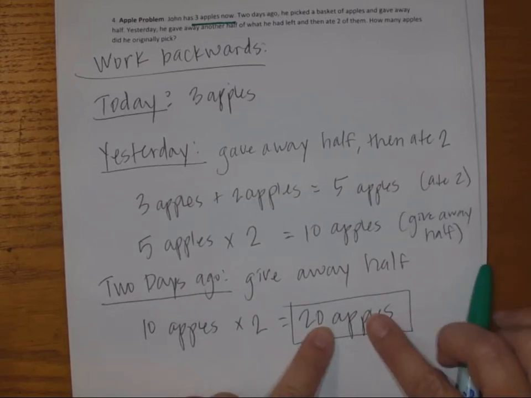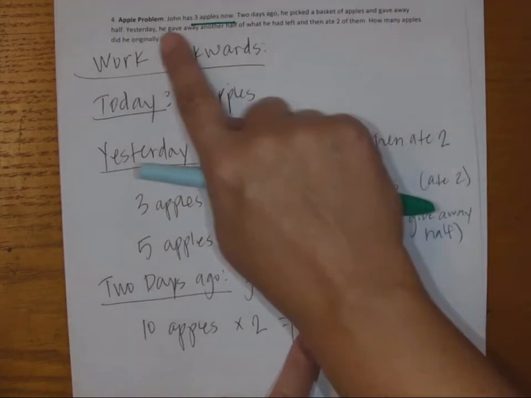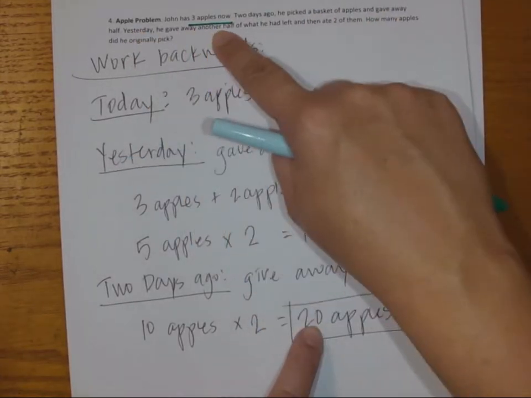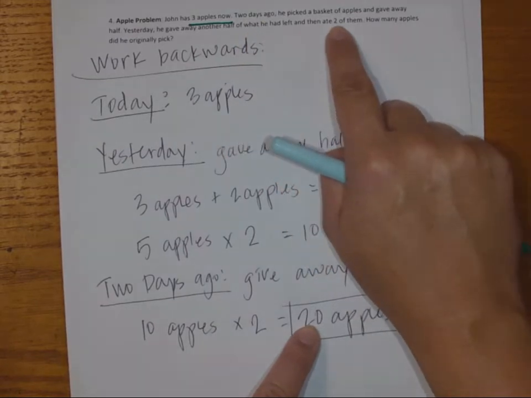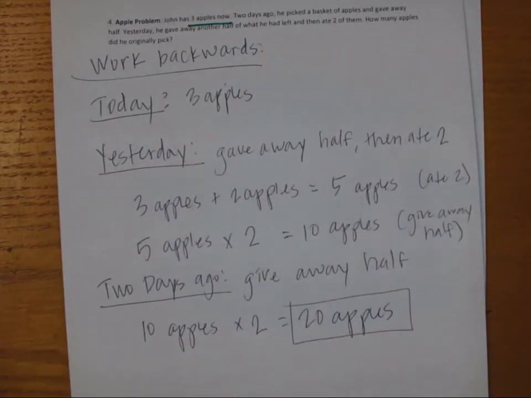So, started off with 20. 2 days ago, he gave away half, so half of 20 is 10. Yesterday, he gave away another half. Half of 10 is 5. Then ate 2. 5 minus 2 is 3. John has 3 apples now, so that's correct.